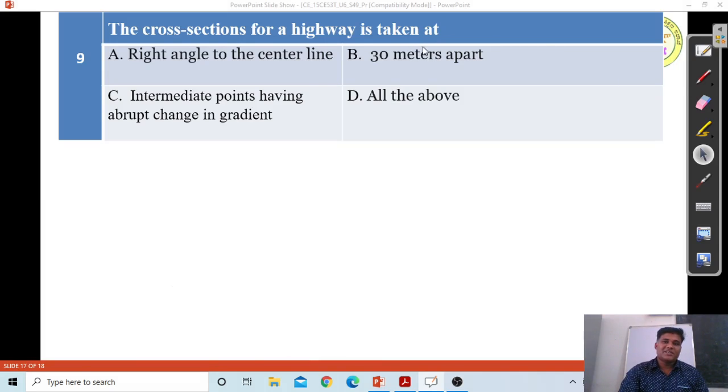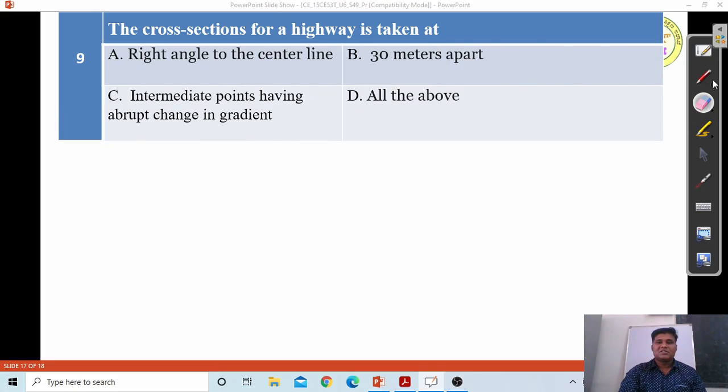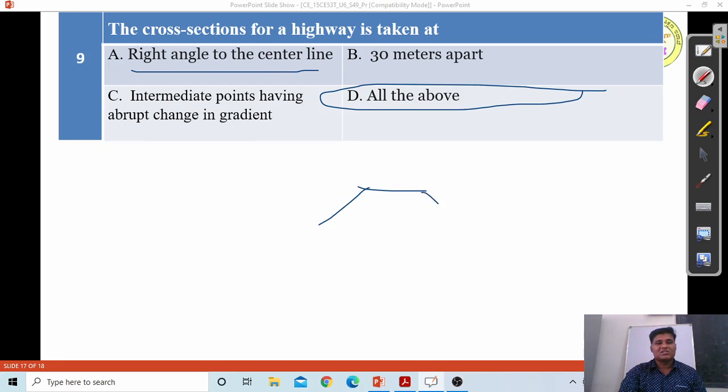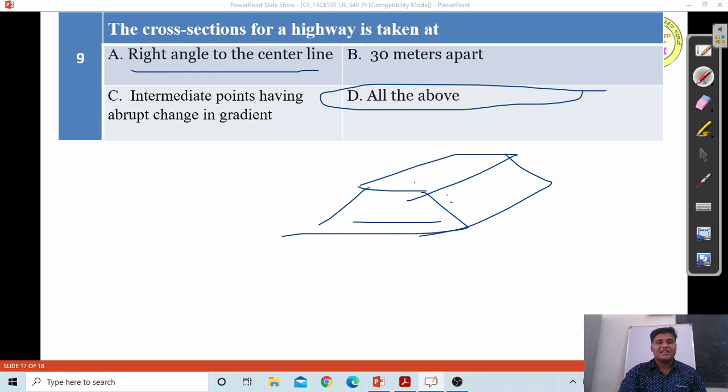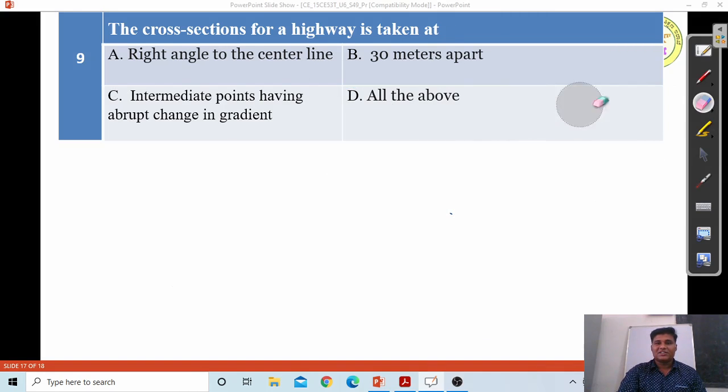The cross section of a highway is taken at right angle to the center line, or 30 meters apart, or intermediate points having abrupt change, or all of the above. The right answer is all of the above. Even it is taken at right angle, this is the cross section. So the cross sections will be taken at right angles to the road. Here you are going to take the levels for the road, and also when there is a sudden change, and also it will be at regular intervals. So all of the above is the right answer.